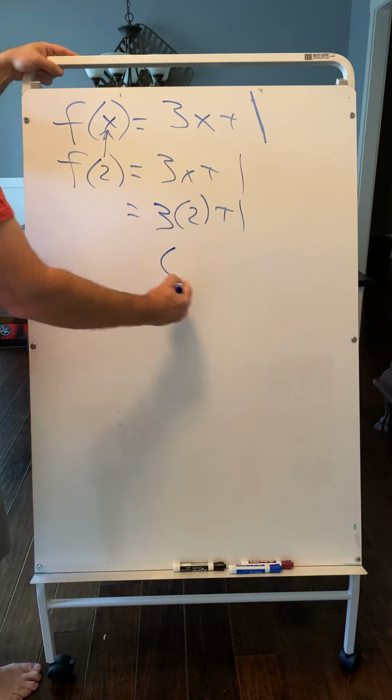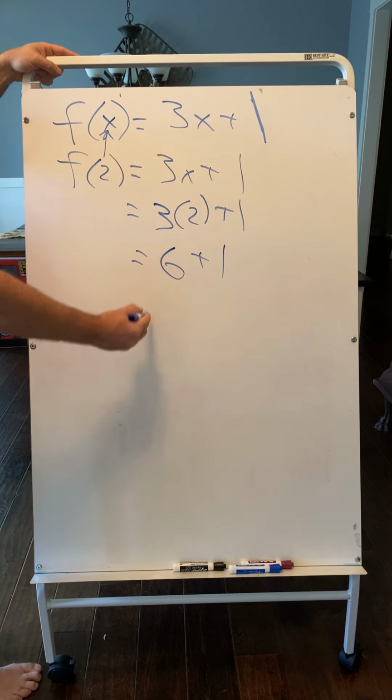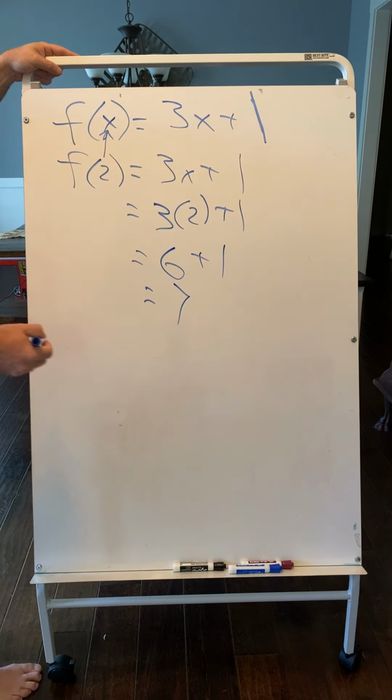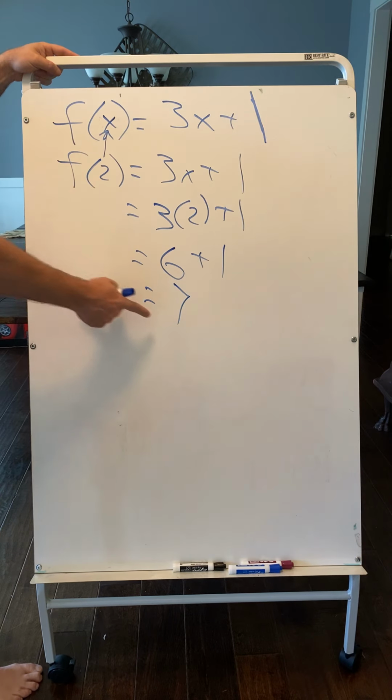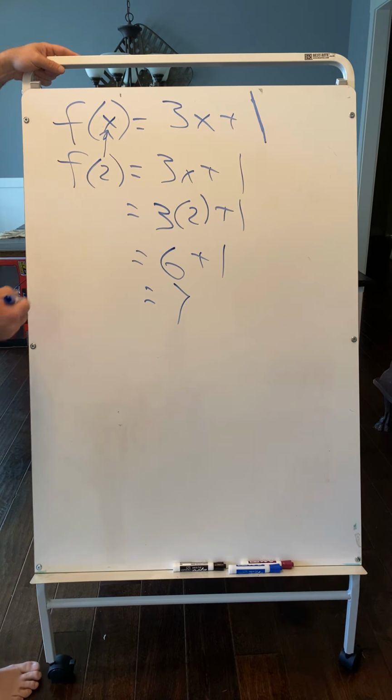What's 3 times 2? It's 6. And 6 plus 1? 7. Since this is my x, what does that have to be? It has to be your y. So you get 2, 7. And that would be your answer.